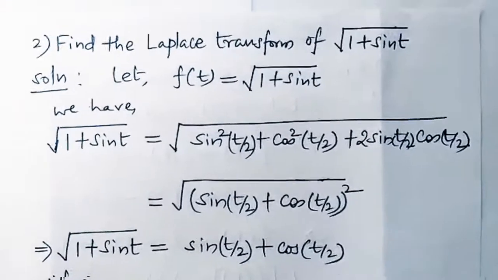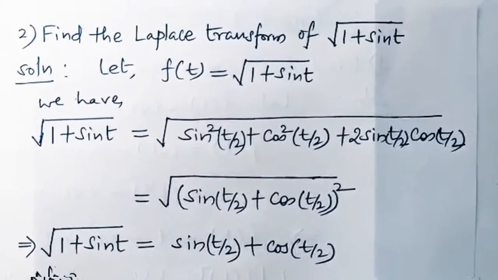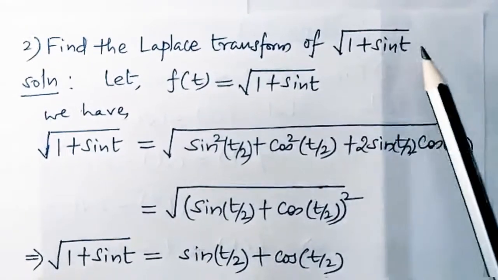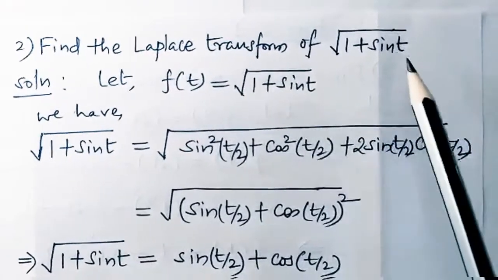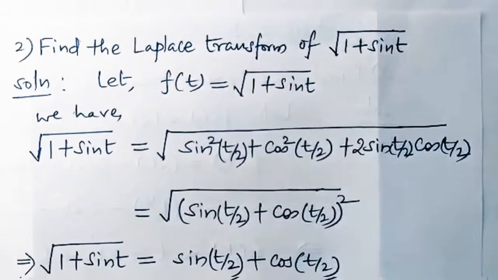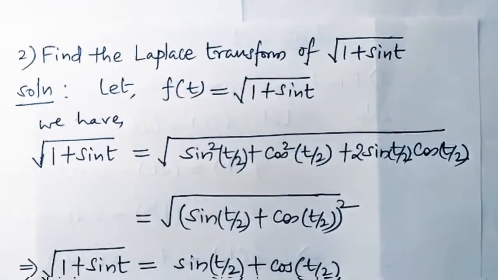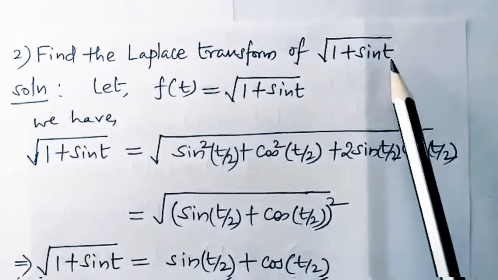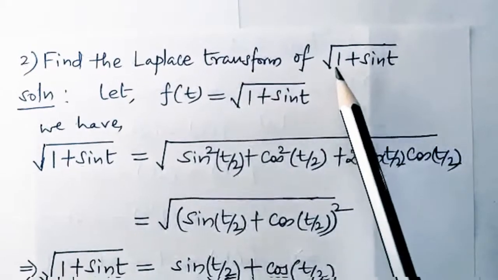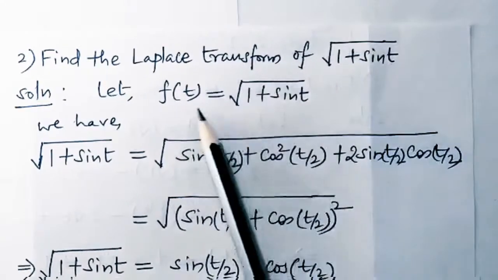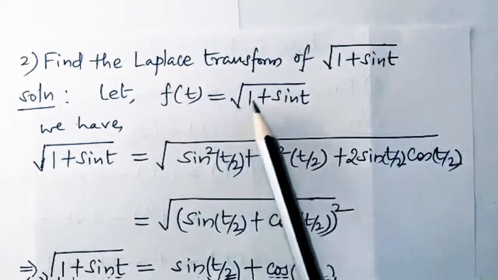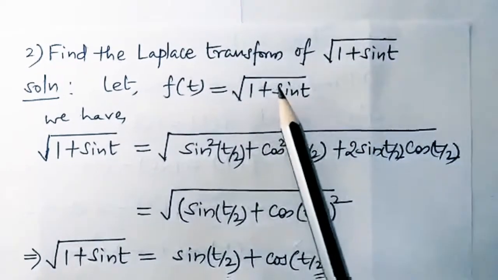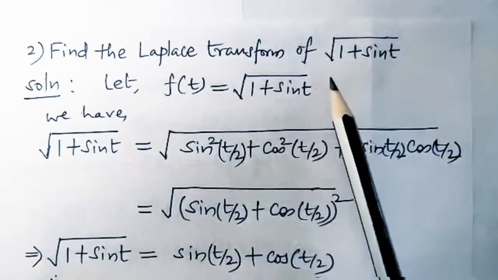Okay, now here find the Laplace transform of under root of 1 plus sine t. If you look at all the standard functions, as I said in the earlier problem, we don't have any function with this square root term. Now here, 1 plus sine t, as if I can take f of t as root of 1 plus sine t, since I told you that it is not in the standardized form, it has to be reduced or simplified.